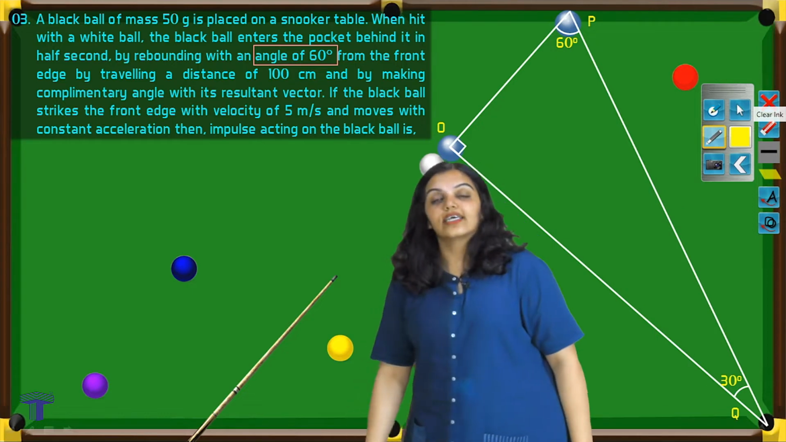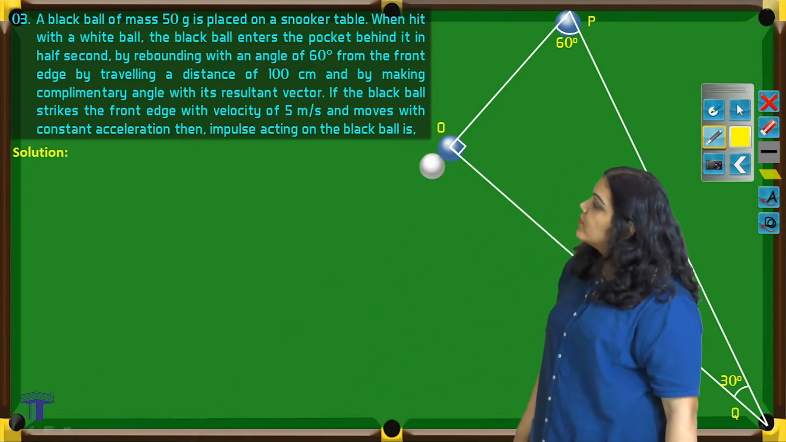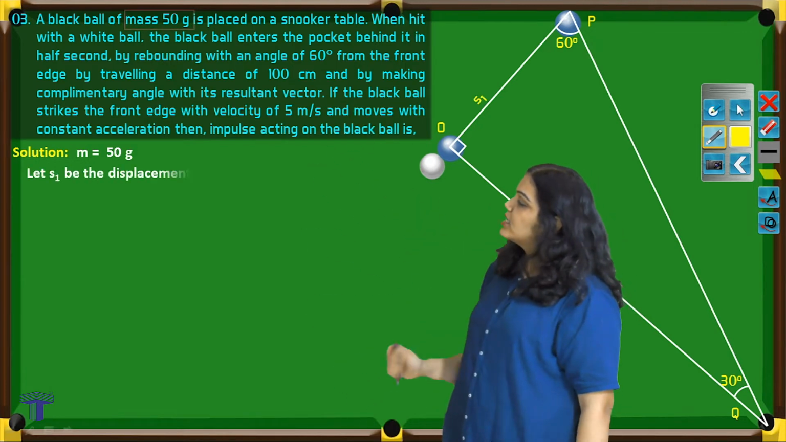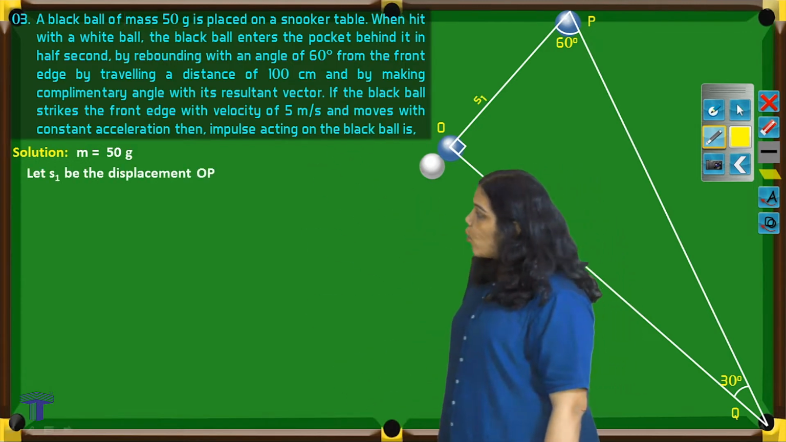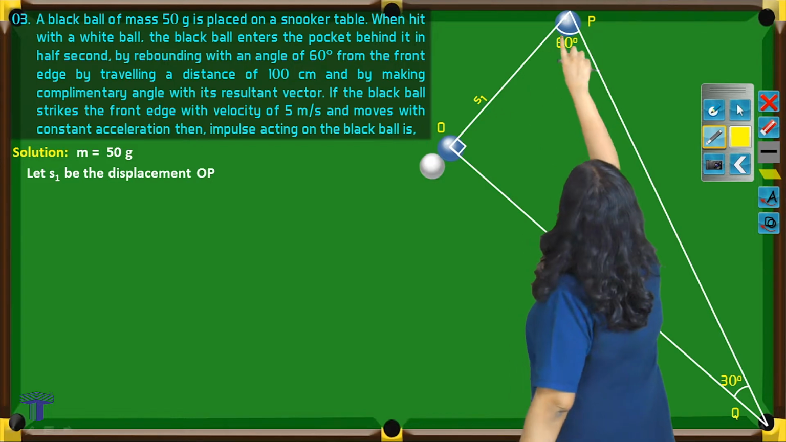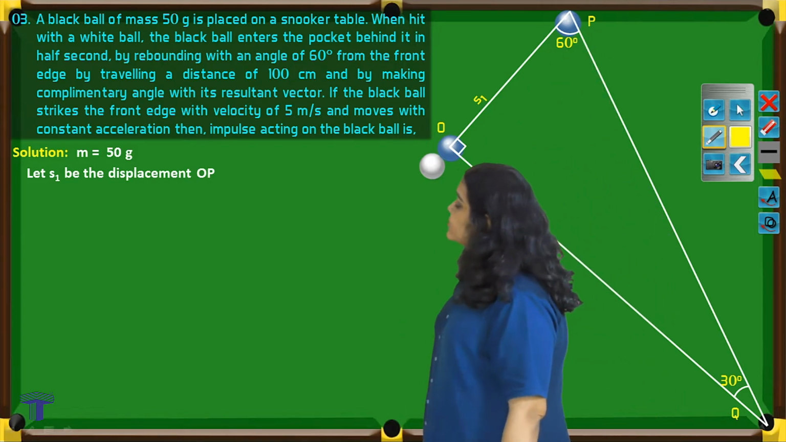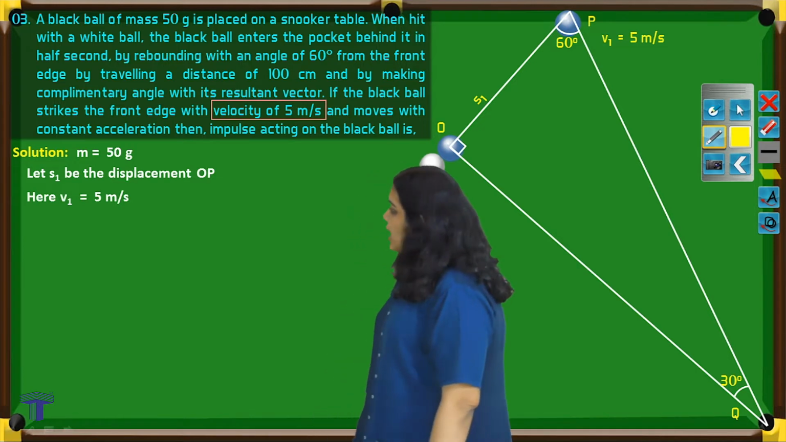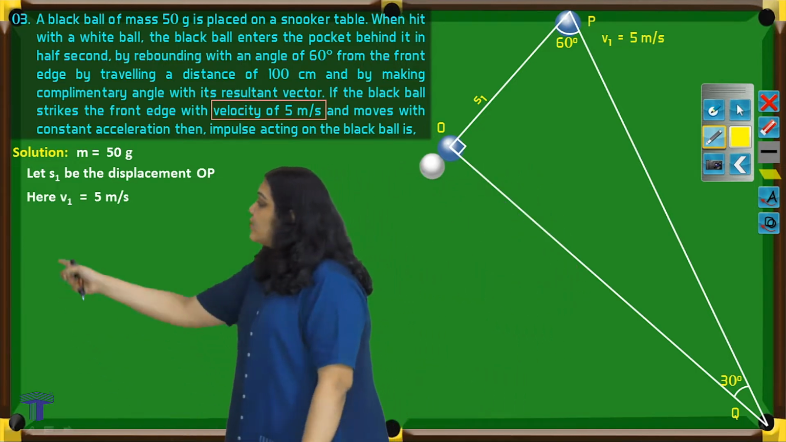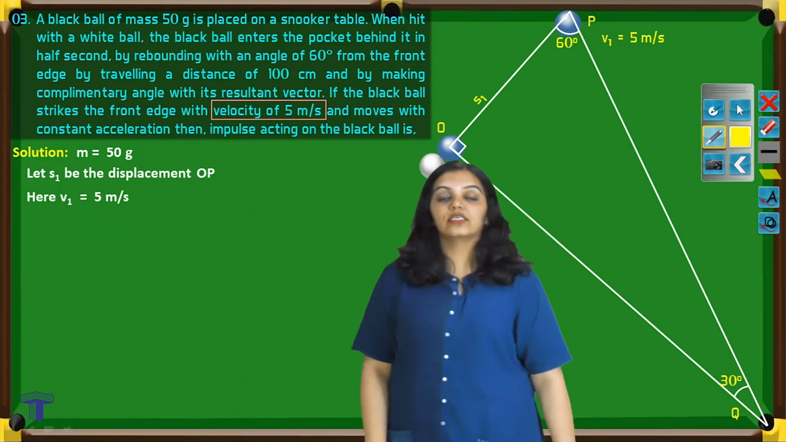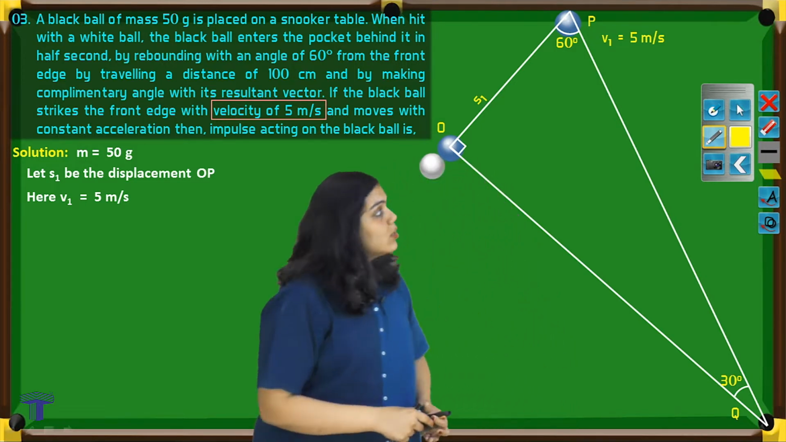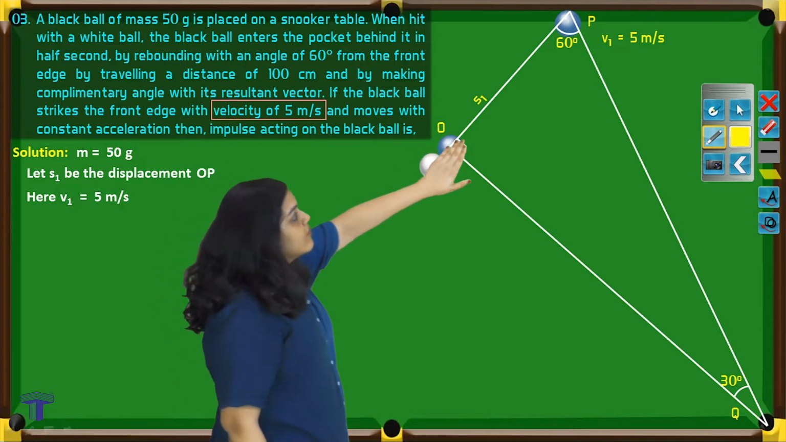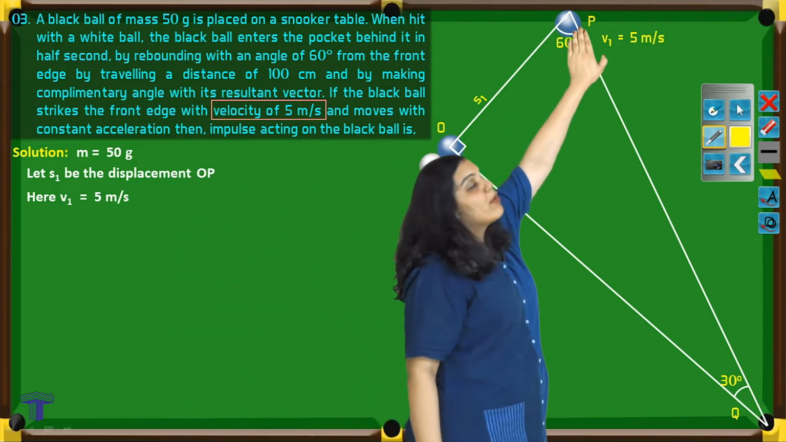Now let's write down as much as we can from the information given. We know that the mass of the ball is 50 gram as told to us in the sum. We also know that this displacement OP is 100 centimeter. So let's call this displacement OP as S1. Now I'm going to use the information that V1 is 5 meter per second. First of all, take a look at what is V1. Is V1 the velocity here? No. V1 is the velocity at this point P.